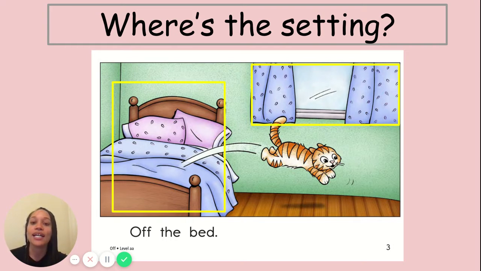Good. So now I need to figure out, after identifying all of those things in the illustration, where this story takes place. Where do I usually find a bed at? Where do I usually find windows and a wall and a floor? I usually find it in a bedroom. So the setting of this story takes place in a bedroom. So this story takes place in a bedroom. Give me a thumbs up if you agree. All right, let's go to the next page.